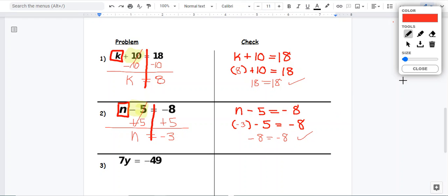Excuse me. Go ahead and try the next two problems. Actually, try the next three problems. Try 3, 4, and 5 on your own, and we'll see how you do.